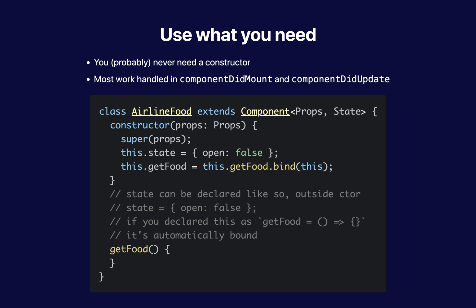In fact, you can declare the state outside of the constructor and it will work just fine. It will be identical. Similarly, if you were to declare the getFood method with the arrow syntax or lambda syntax or fat arrow syntax, whatever you call it, it's automatically bound. And so by moving state out and just changing the way we declare getFood, we can actually scrap the constructor entirely. You should always aspire to do this.